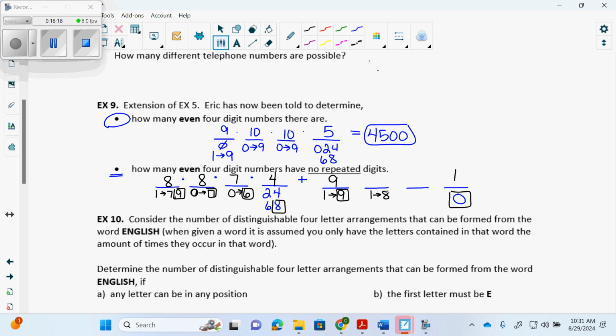Do I have to bring the 0 back? 0 was used, right? 0 is boxed. I can't bring a 0 back. I used it up straight here, right? So I have 1 to 8, which is 8, and then 1 to 7, which is 7. And then you multiply them and add them up, and you get 2,296.